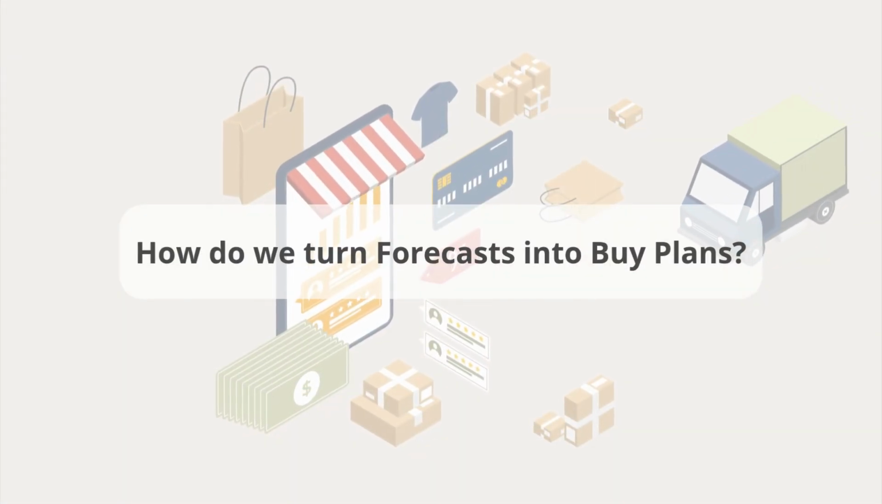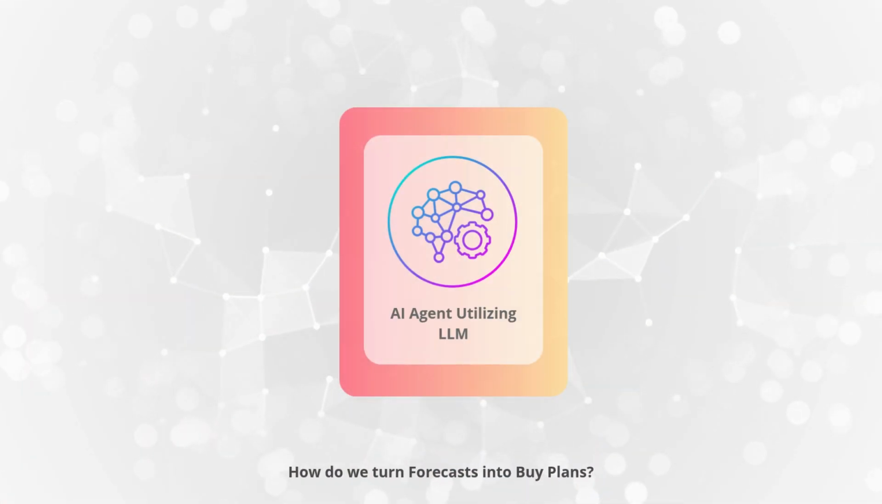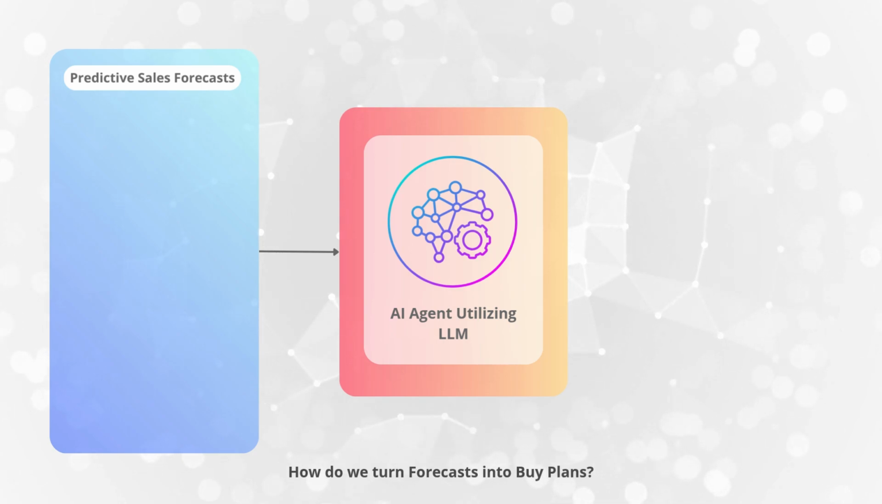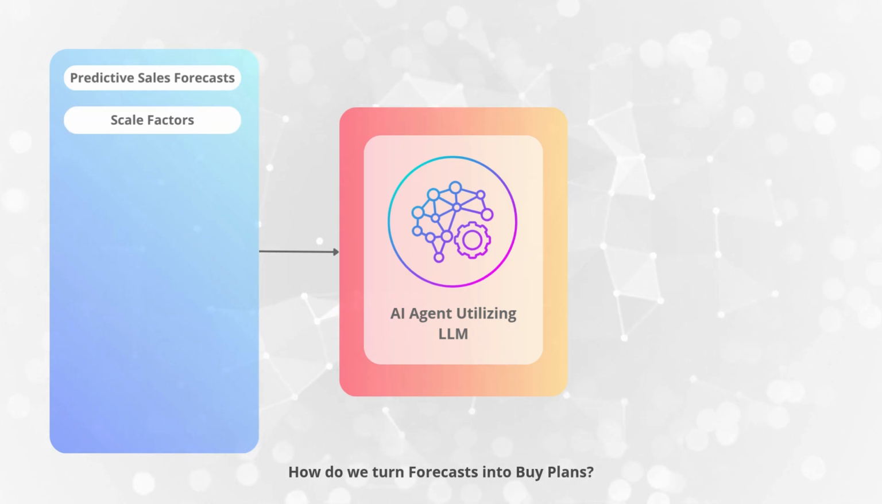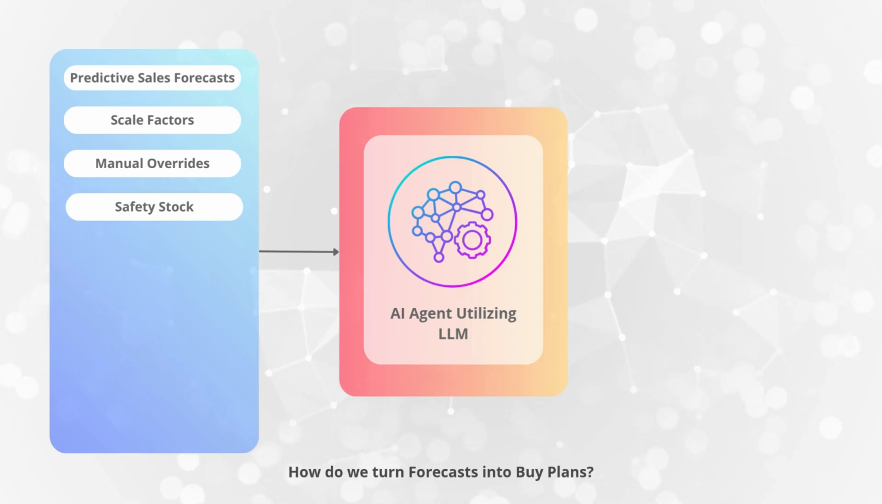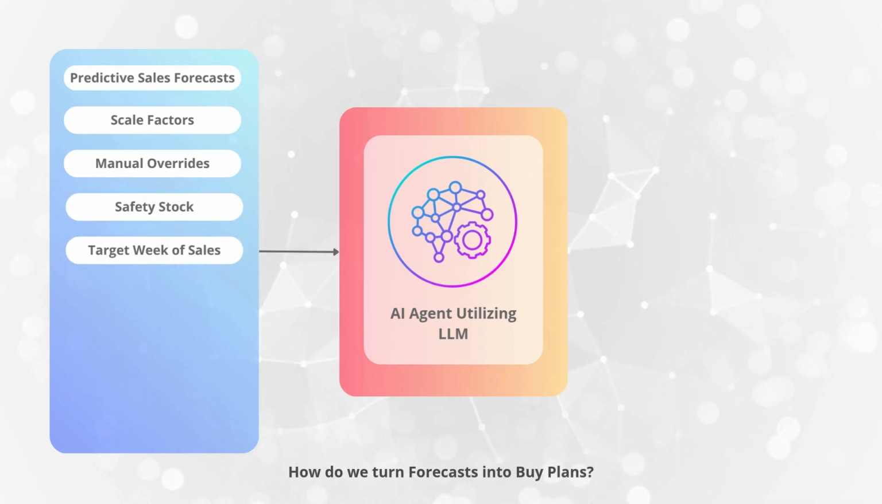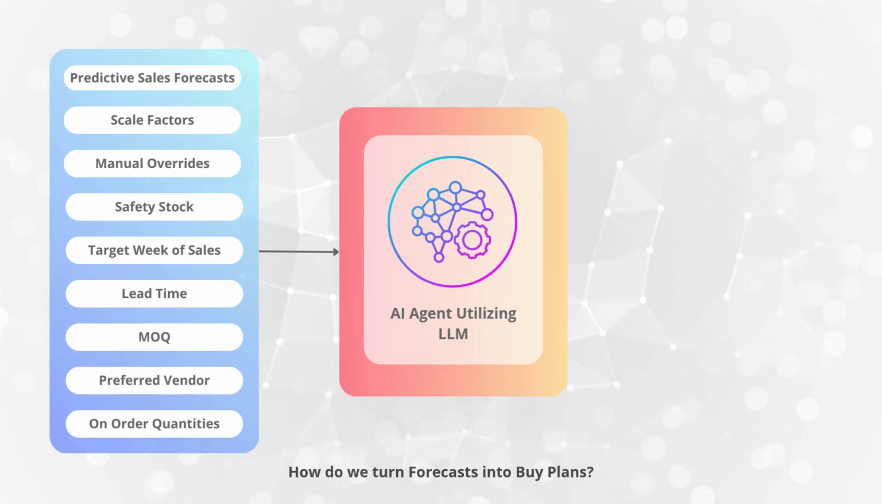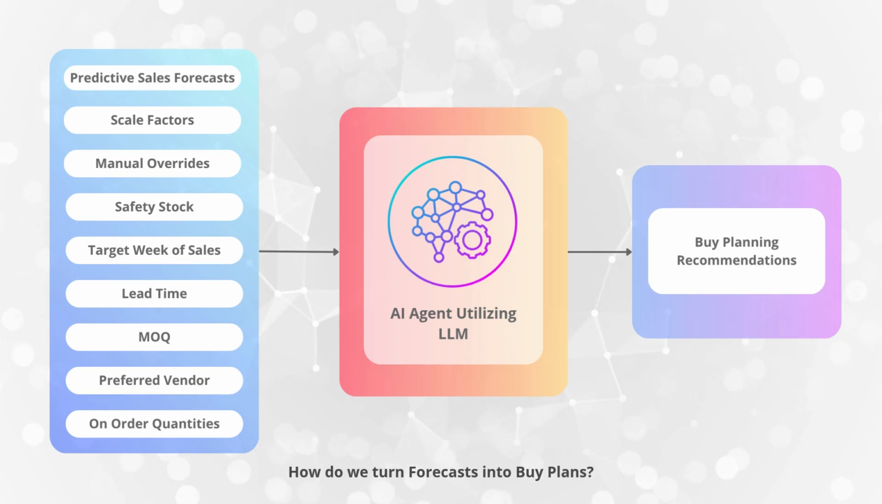How do we turn forecasts into buy plans? A fine-tuned AI agent utilizing state-of-the-art LLM models takes predictive sales forecasts, scale factors, manual overrides, safety stock, target weeks of sales, lead time, MOQ, preferred vendor, and on order quantities, and makes buy planning recommendations.